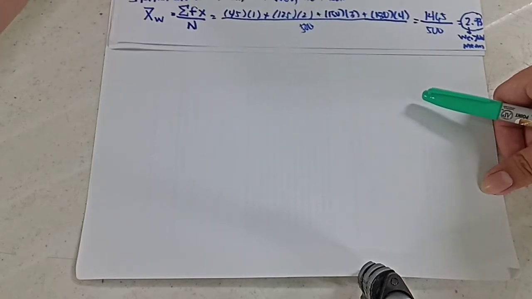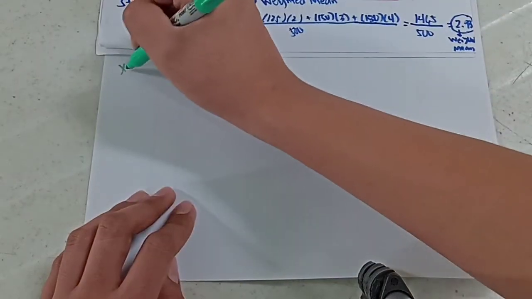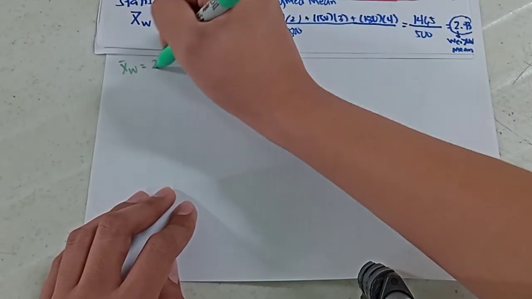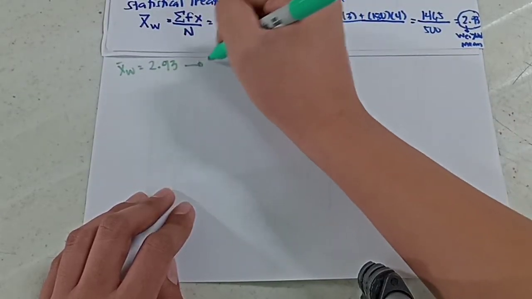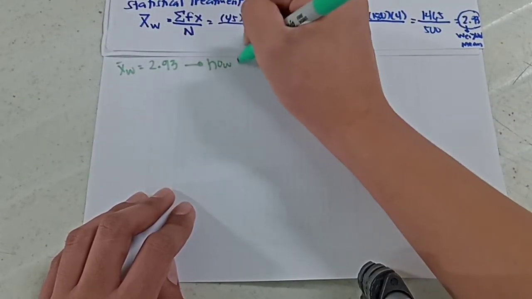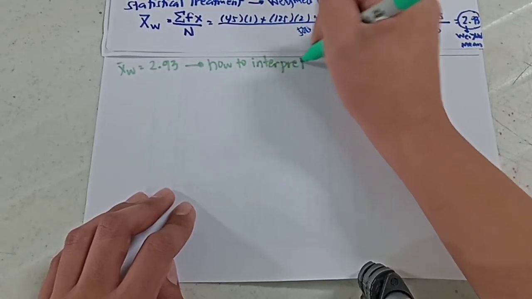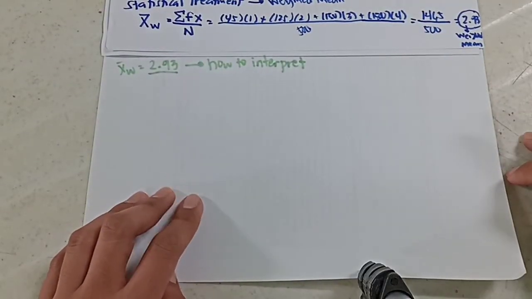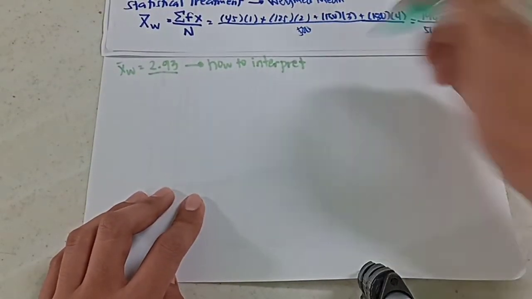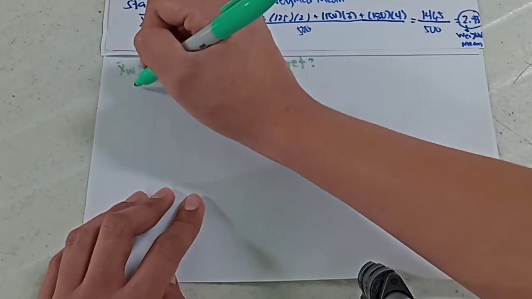So, let us try to interpret. Okay, we got a weighted mean of 2.93. Now, how to interpret? Okay, how to interpret? Meaning to say, if we interpret, we try to describe this number given by our respondents. So how to interpret? Okay, first, we have to find the value of range.